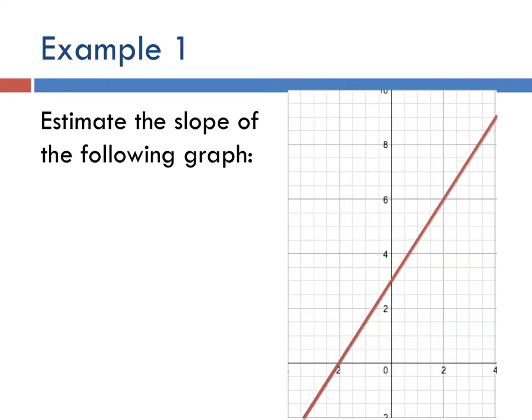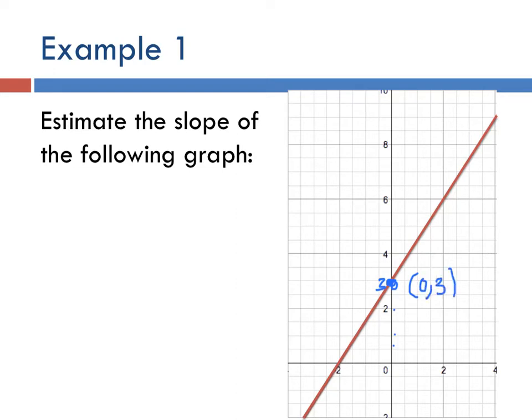Alright, in this example, it's asking you to estimate the slope of the following graph. And notice that it doesn't give you any exact point, so you're going to have to try to estimate it. What I usually do is try to find one spot on the line where you can kind of guess the coordinate of it. That looks like it's 0, 3.